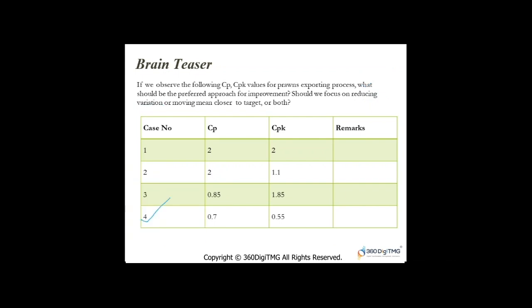For case 4, CP value is 0.7, which is less than 1.66. Hence, you need to focus on reducing the variation. CPK value is 0.55, which is less than 1.33. Hence, you also have to focus on moving the mean closer to target. Ideally, you need to focus on improving both in case number 4, right?